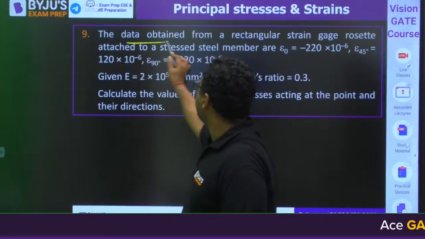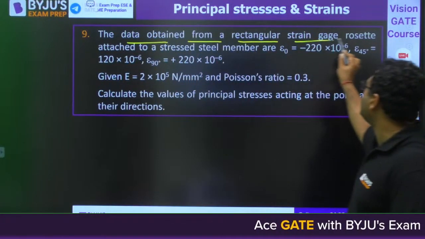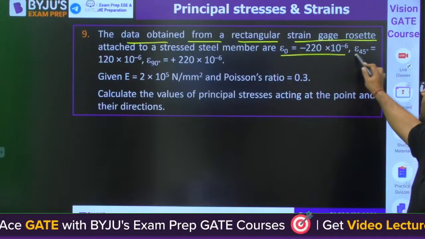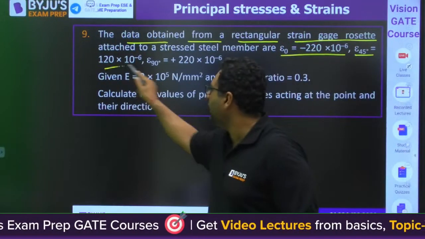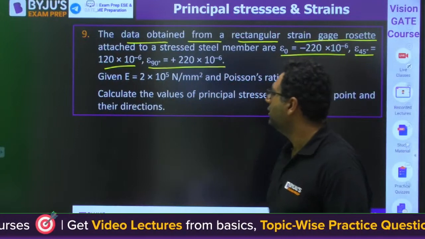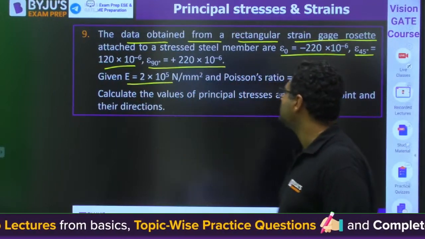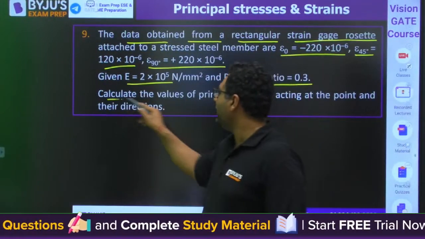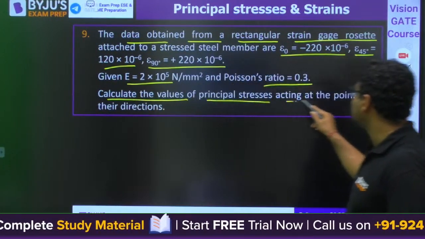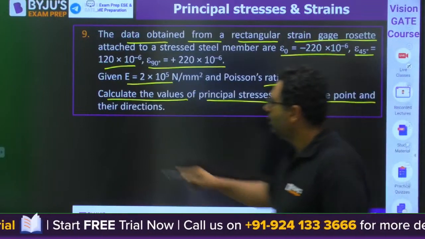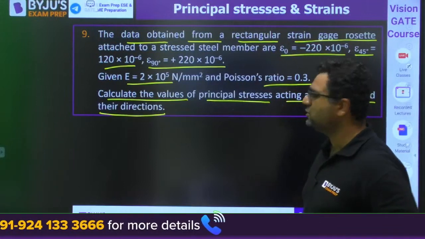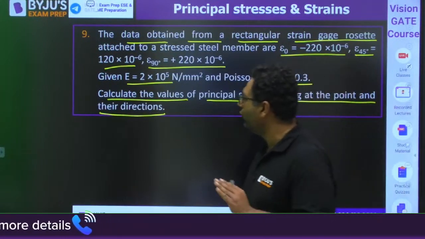The data obtained from a rectangular strain gauge rosette: epsilon 0 degree, epsilon 45 degree, epsilon 90 degree. Young's modulus is given, Poisson ratio is 0.3. Calculate the values of principal stresses acting at the point and their directions. You only find out the principal stresses. I will tell you how to go about it.